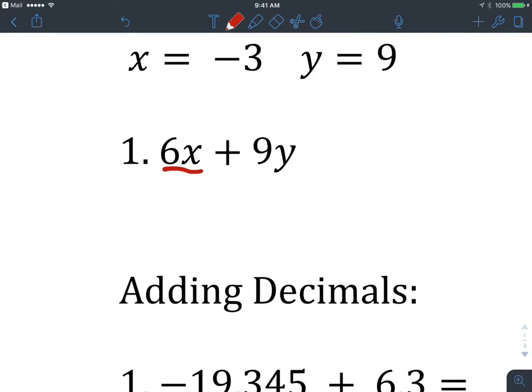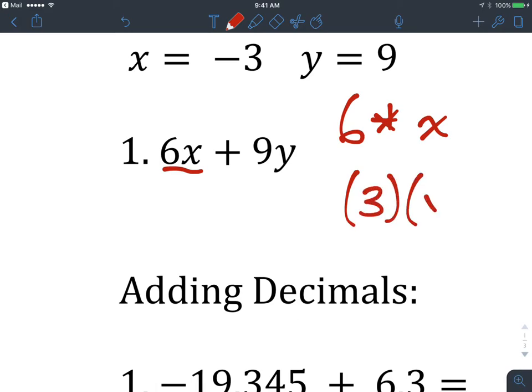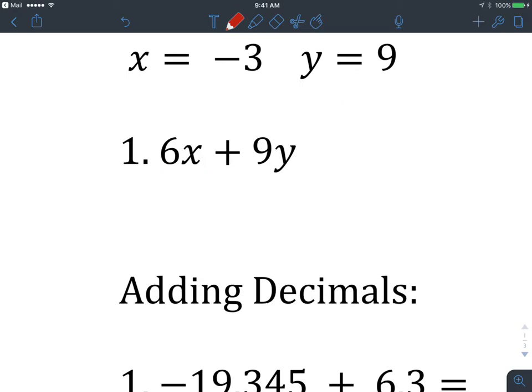And this 6x, well, 6x is the same thing as saying 6 times x. So I want you to remember that 6x, because there's no sign in between, is the same thing as saying 6 times x. We've seen this before when we've looked at numbers that are in parentheses next to one another. For example, we read this as 3 times 3. It's kind of the same thing. It's like that 6 and the x don't have anything in between each other, and so that's read as 6 times x. And then, of course, this 9y would be read as 9 times y.